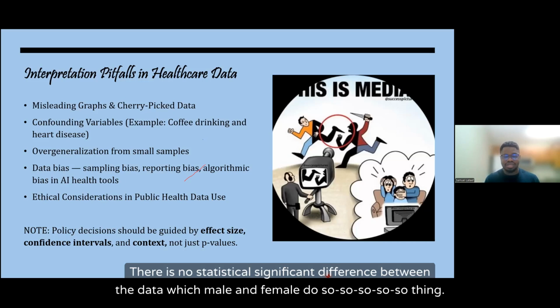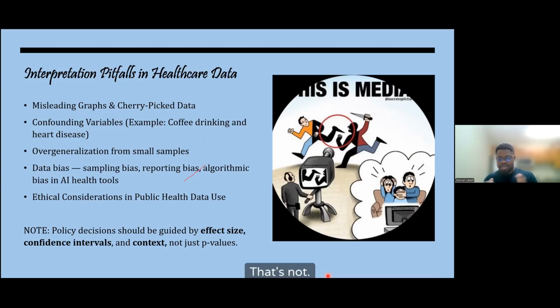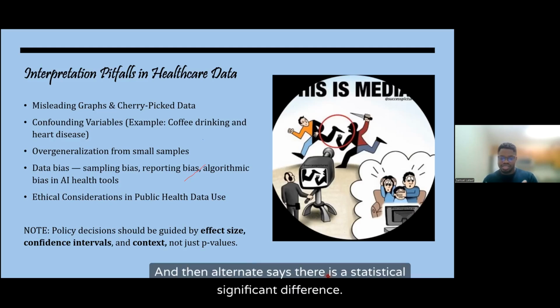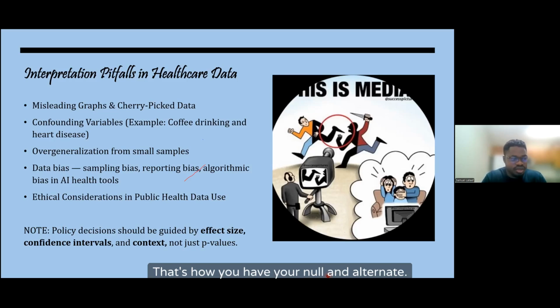There is no statistically significant difference between the rate at which male and female do some thing. That's null. And then alternate says there is a statistically significant difference. That's how you have your null and alternate.